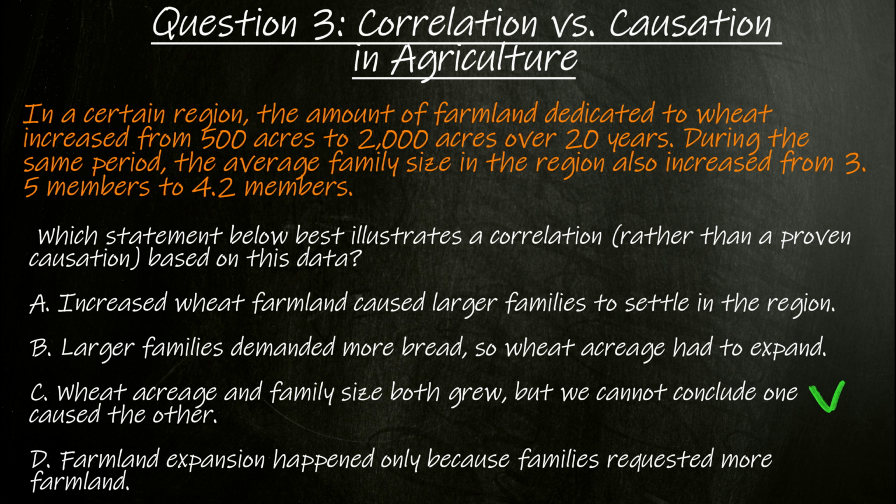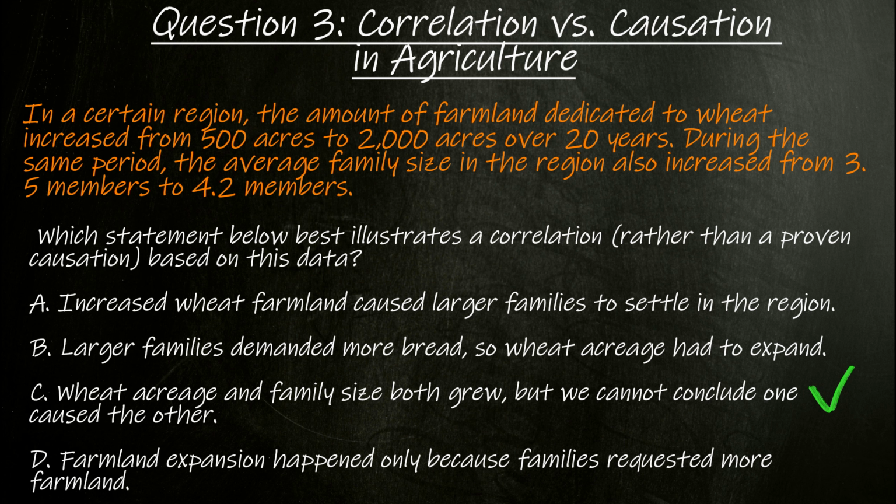Both increased, but there's no proven cause and effect relationship. Options A, B, and D incorrectly imply direct causation. So the best answer here is clearly C. Wheat acreage and family size both grew, but we cannot conclude one caused the other. This illustrates correlation perfectly. Two things happening together without clear evidence of causation. The other options suggest causation, but we simply don't have enough evidence to claim that from the provided data.